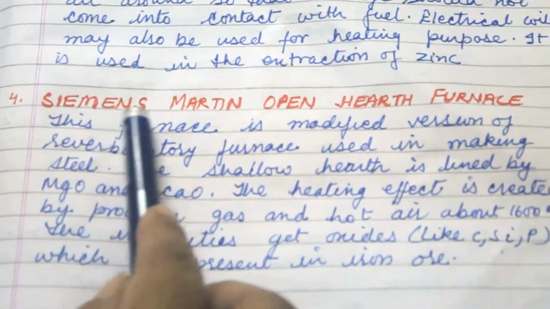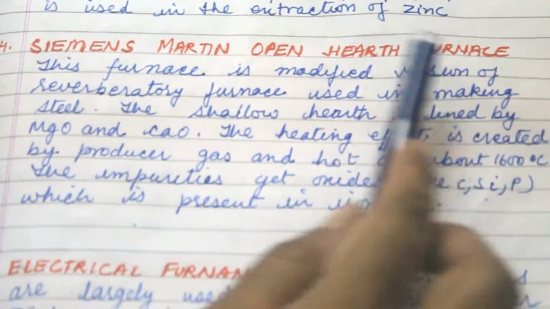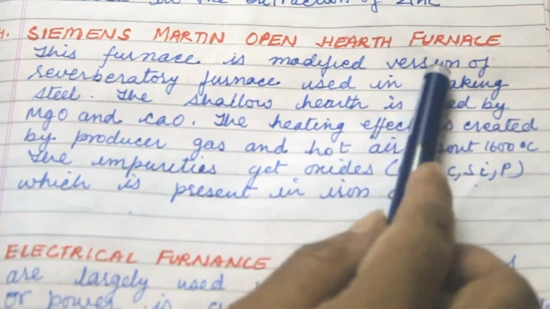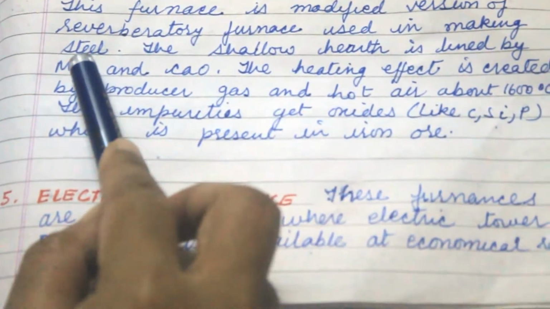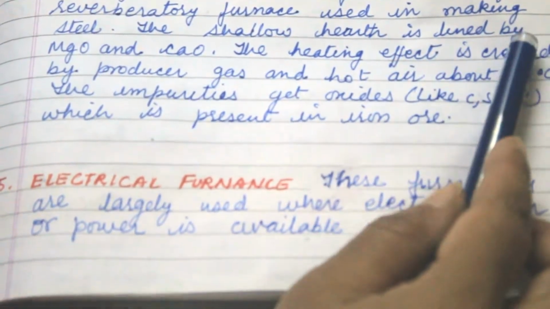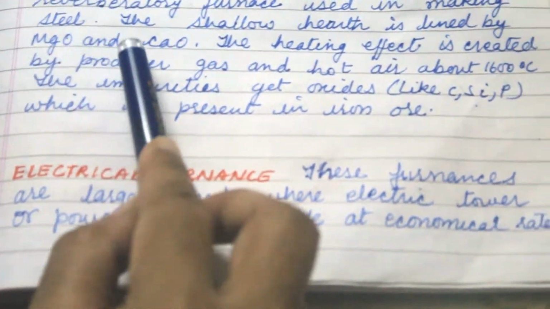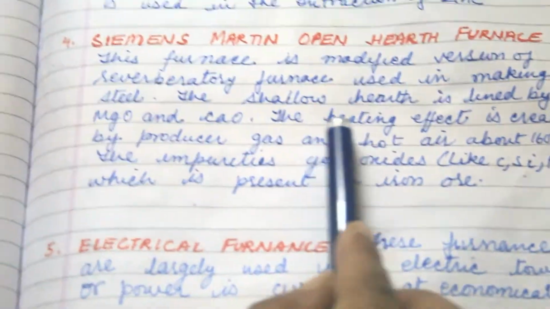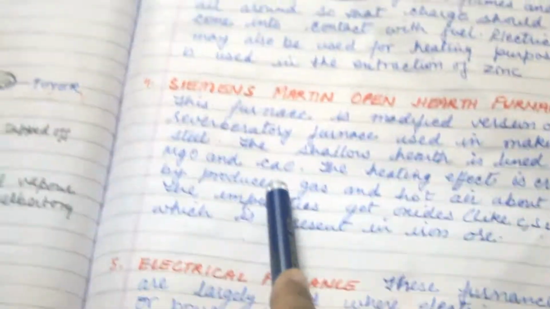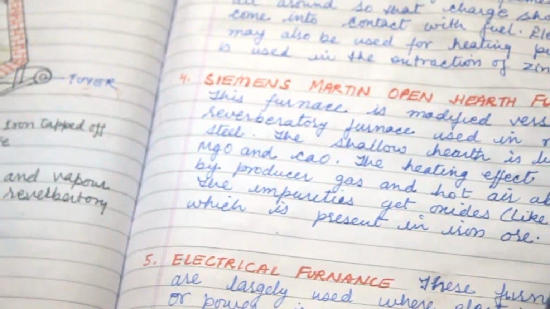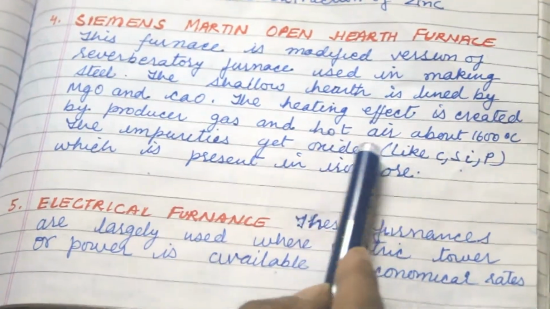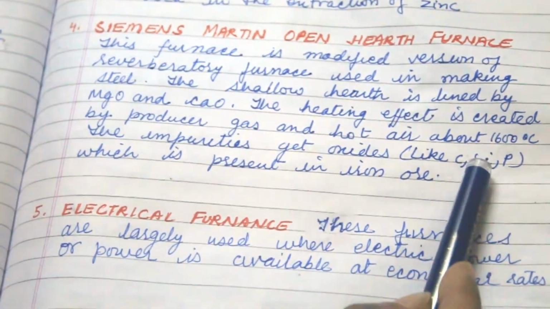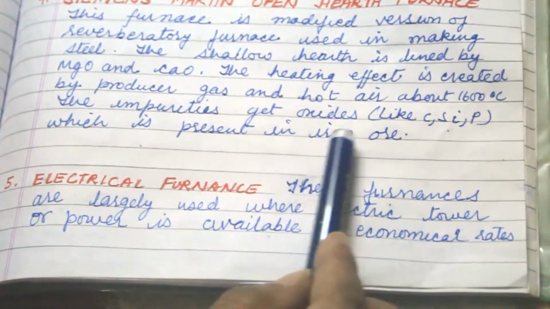Today my topic is the Siemens Martin open hearth furnace. The furnace is a modified version of the laboratory furnace used in making steel. The shallow hearth is lined by magnesium oxide and calcium oxide. The heating effect is created by producer gas and hot air at about 1600 degrees centigrade. The impurities like carbon, silicon, and phosphorus, which are present in the iron ore, get oxidized.